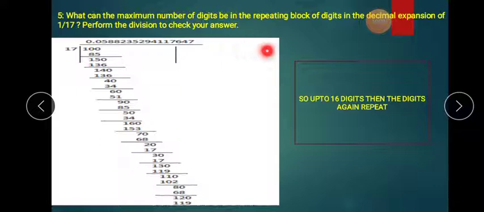058823, all of this again will go on repeating. So up to which number of digits does it again start repeating? Up till 16 digits it will be different, and again it will start repeating. So this question is also important. Now this division work, all of you try to do it yourself.